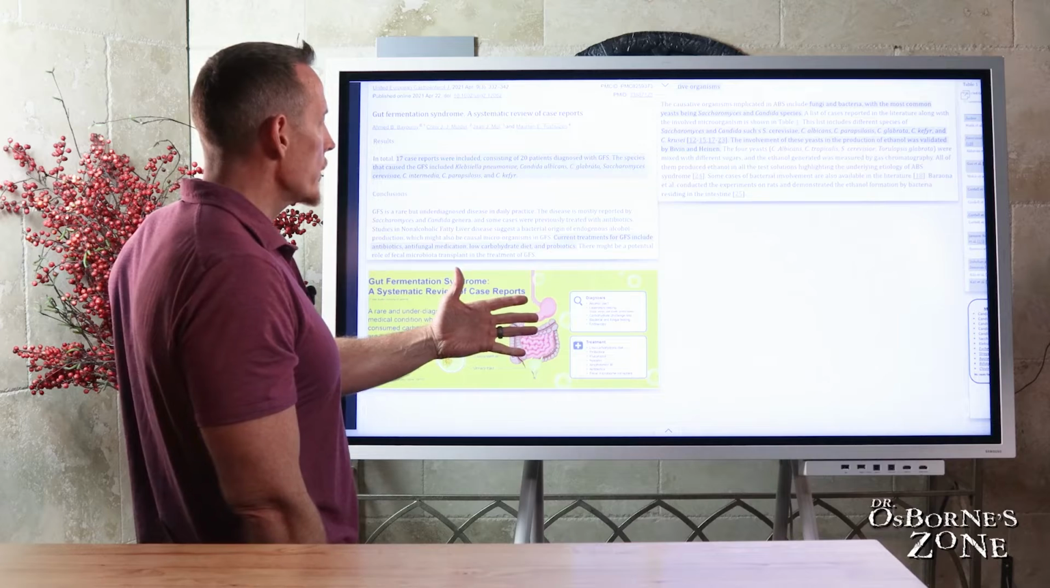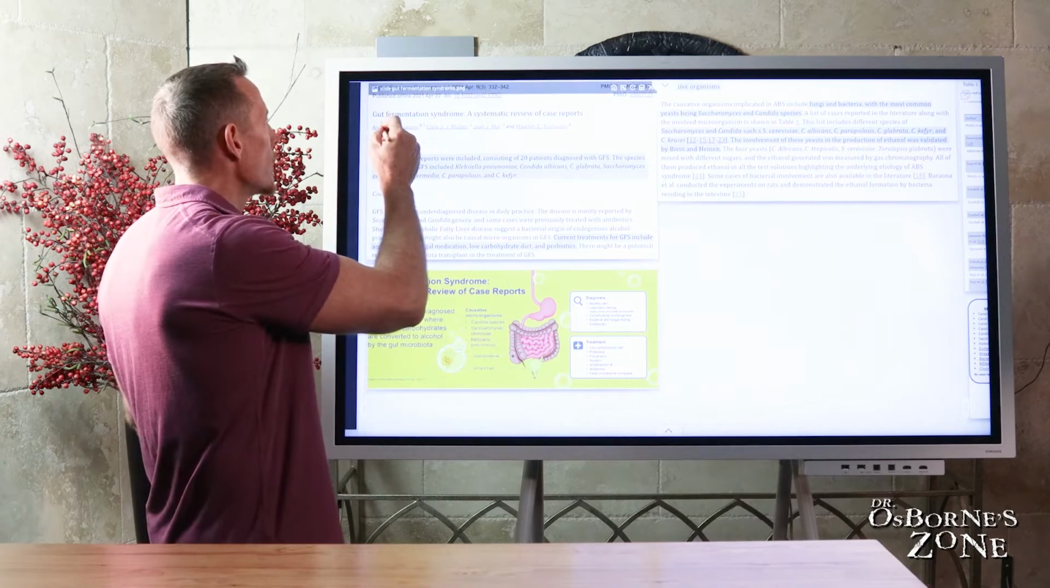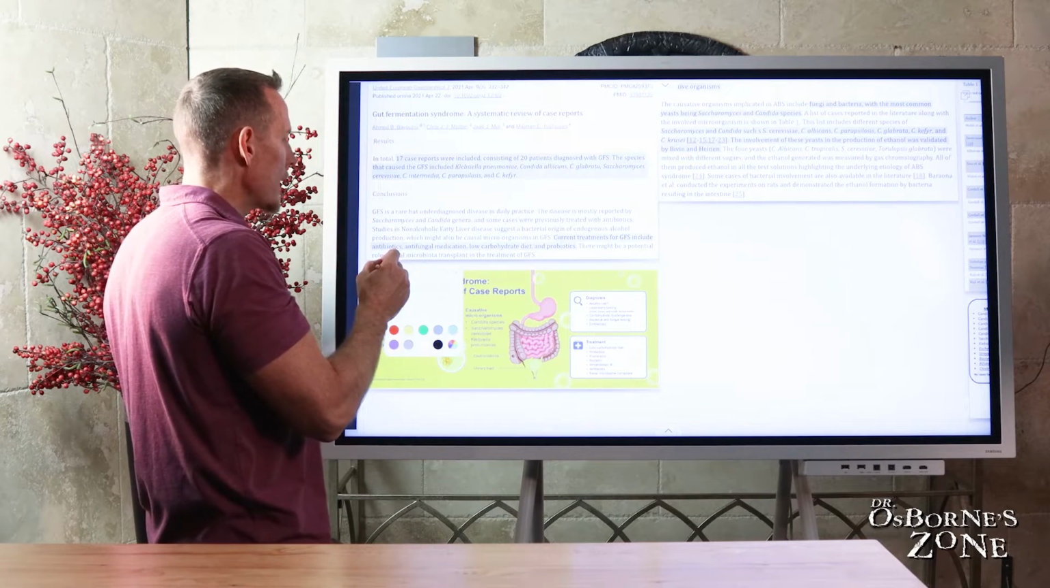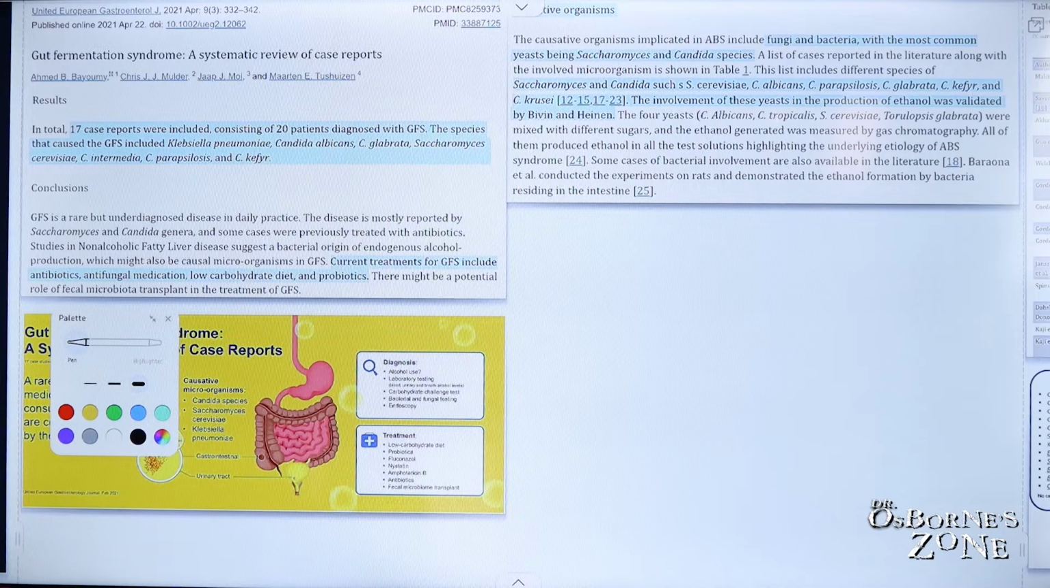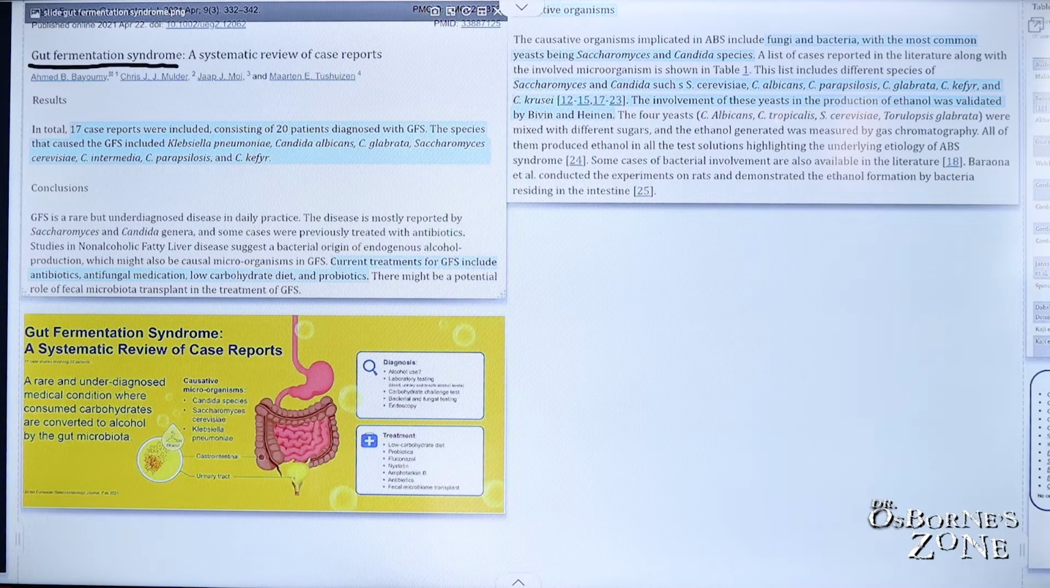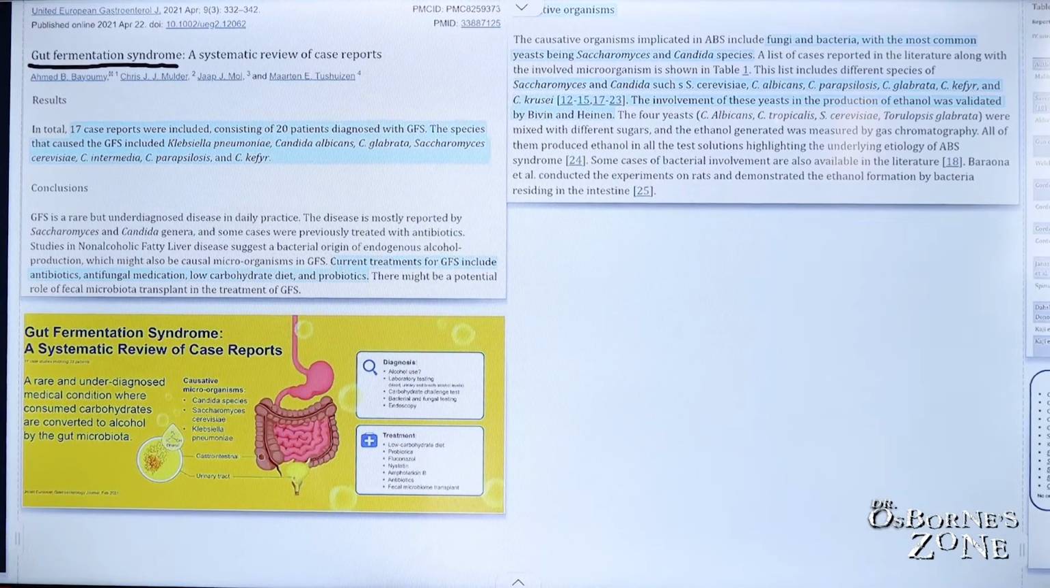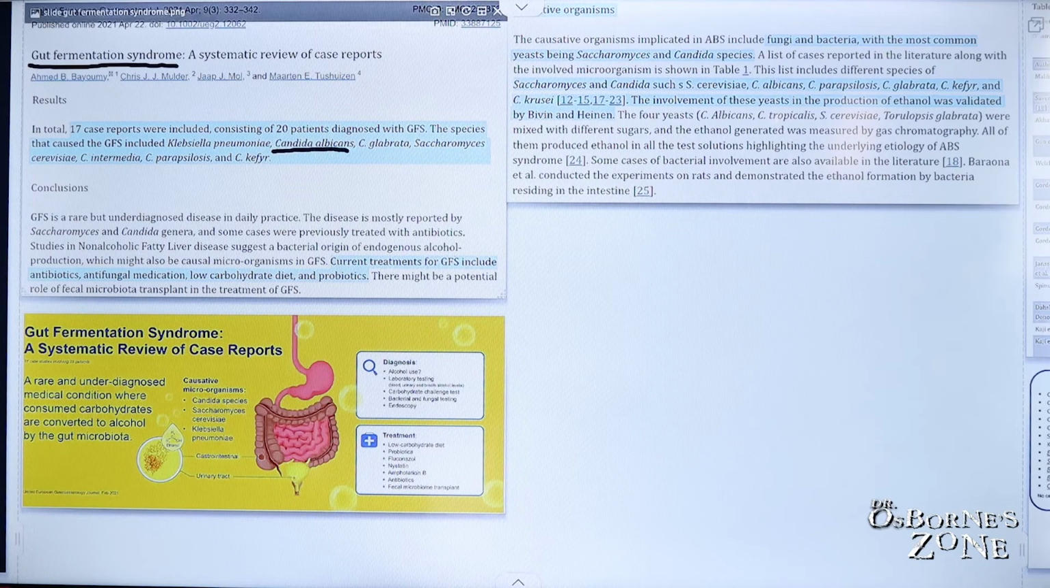So again, auto brewery syndrome, sometimes also referred to as gut fermentation syndrome. Okay. And this was a really good review study published here recently. 17 case reports consisting of 20 patients diagnosed with gut fermentation syndrome. The species that caused it, you see here, Candida albicans, Candida glabrata, Saccharomyces, in this case cerevisiae. This is sometimes referred to as brewer's yeast.